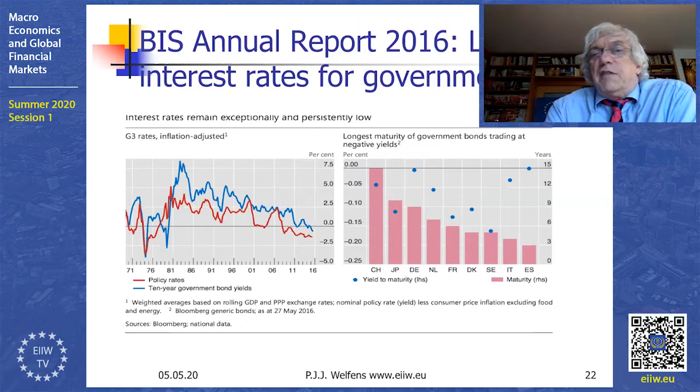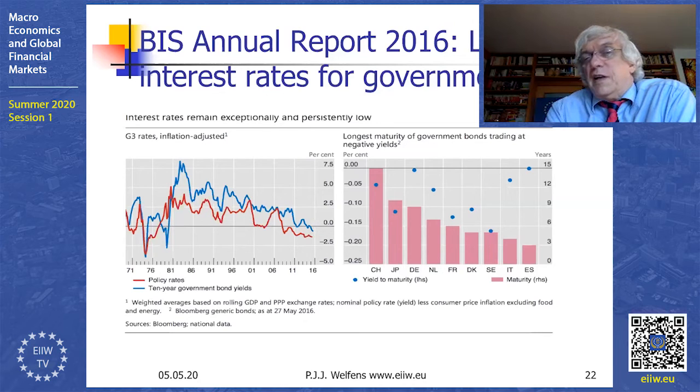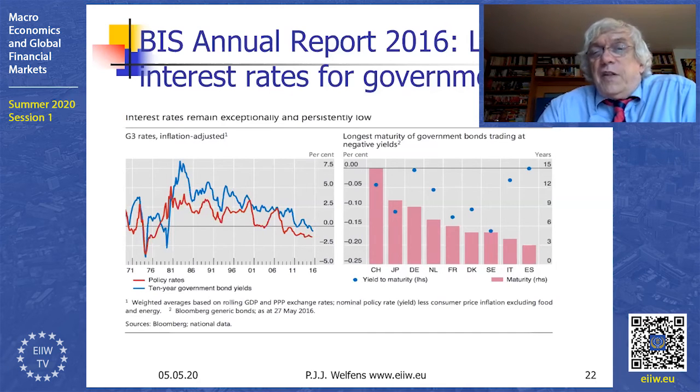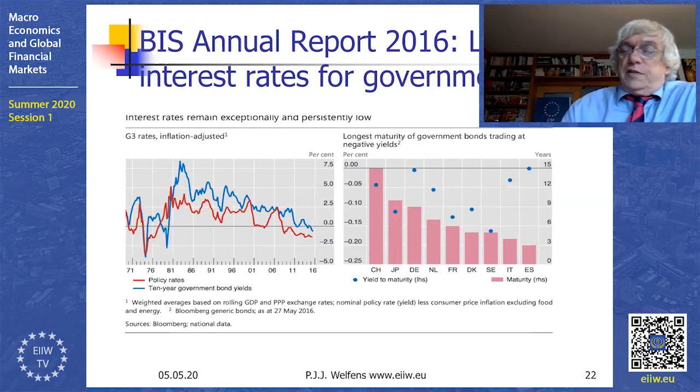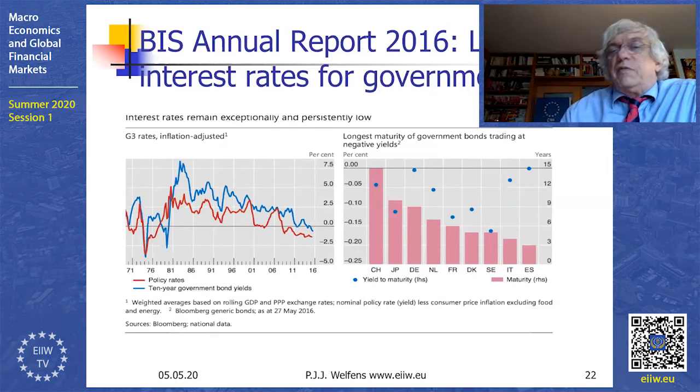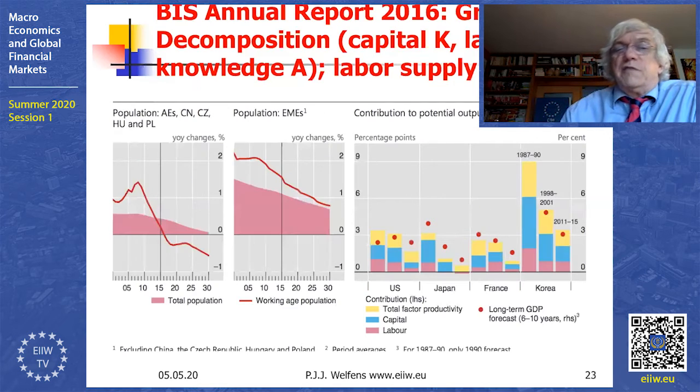So here, in the second graph, you see the longest maturity of government bonds trading at negative yields, and that, of course, is also something unusual. We have several countries which have negative yields, and you can see how big the maturity of those bonds with negative yields is. And you see many countries here. So this is an abnormal situation, and probably it's not really good for economic efficiency and economic growth in the West if we have negative real interest rates for a long period.